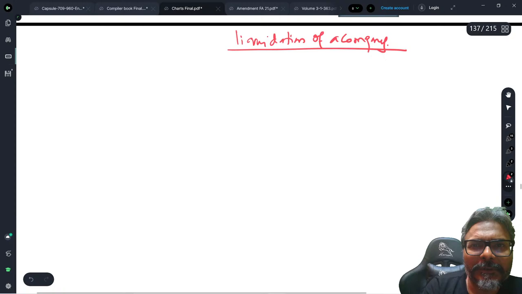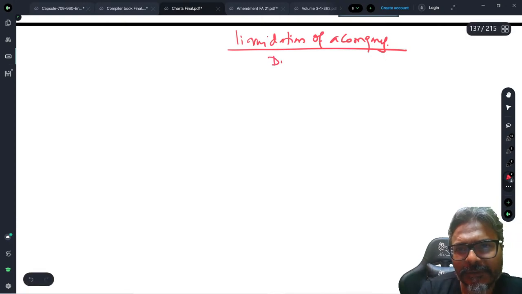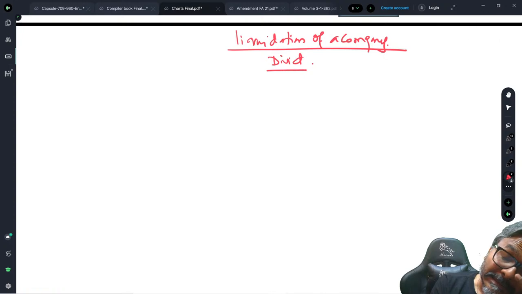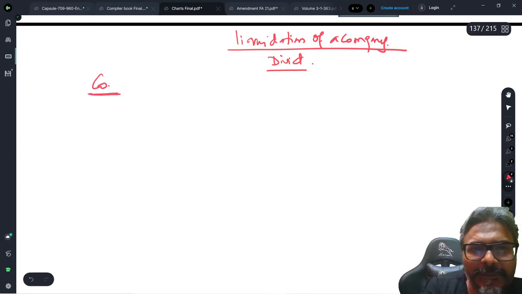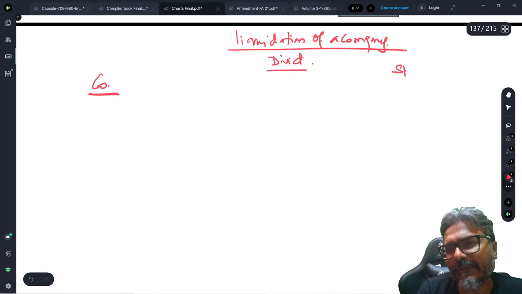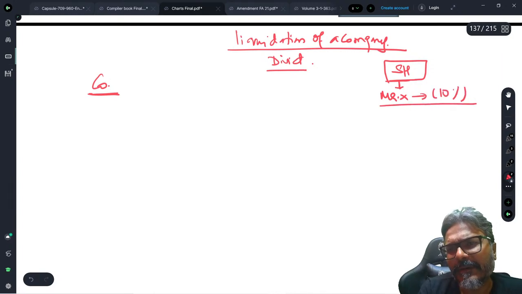So in respect of a liquidation of a company, students, let's see the taxation of dividend and the taxation of the capital gains. We'll discuss from the perspective of what will happen in the case of a company and what will happen in the case of a shareholder. Let's take a particular shareholder, Mr. X, who is, say, a 10% shareholder of the company.